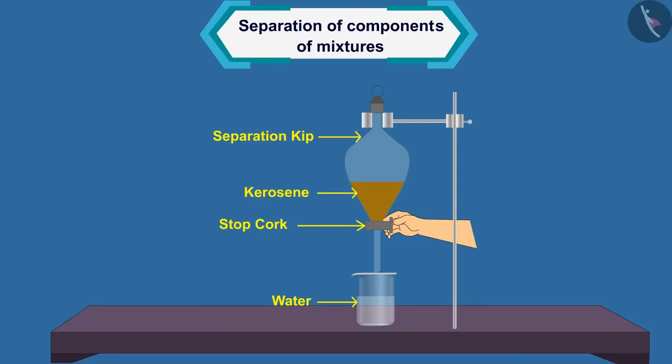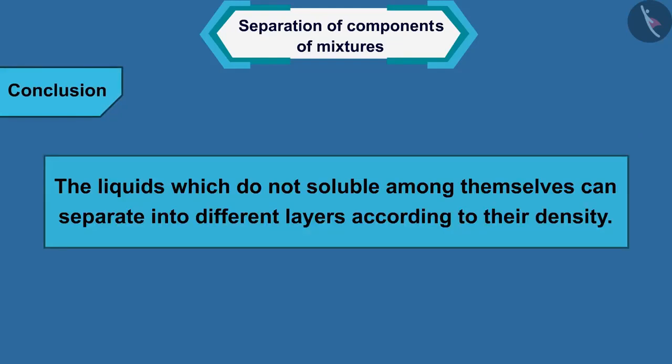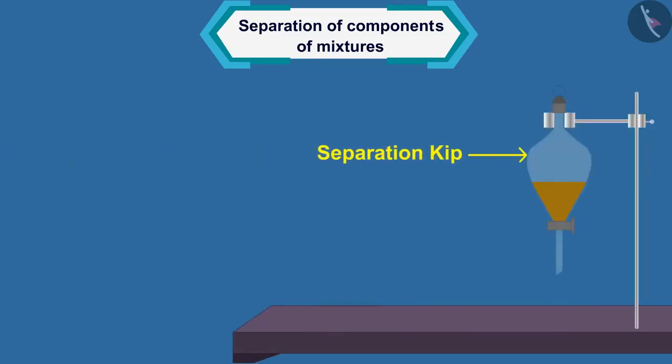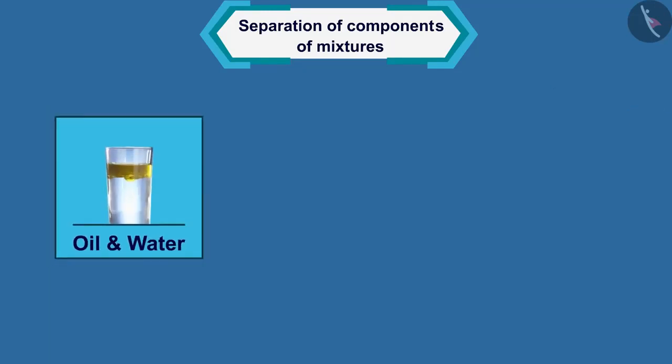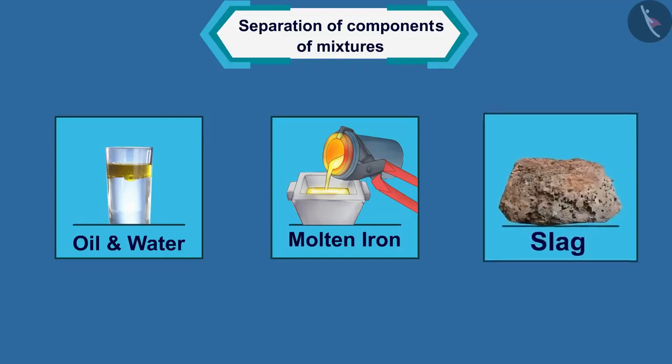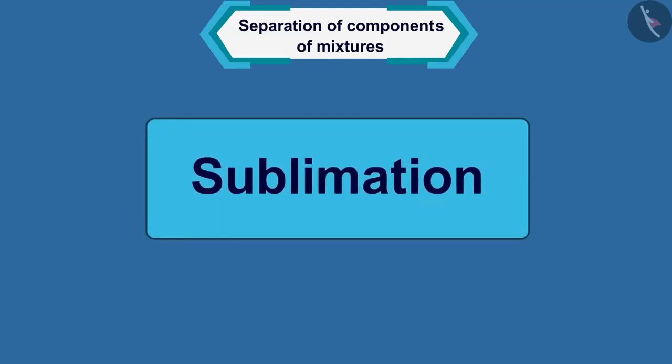In this way, we can see that the liquids which are not soluble among themselves can separate into different layers according to their density. Therefore, with the help of the separating funnel, mixtures of insoluble liquids such as water and oil, molten iron and slag, etc. can be separated. Let us now learn about the next technique, sublimation.